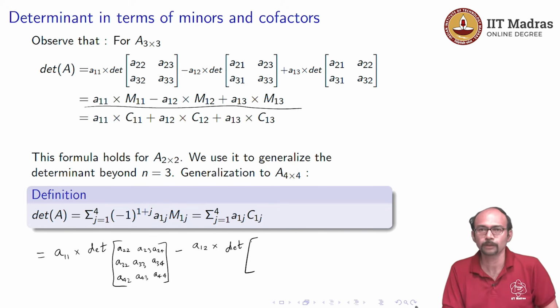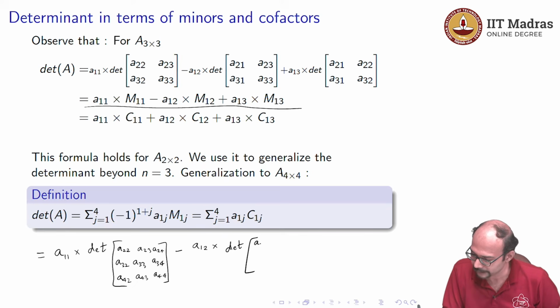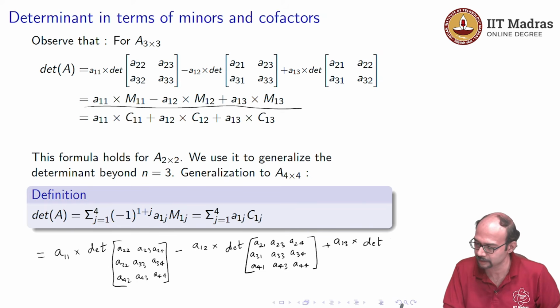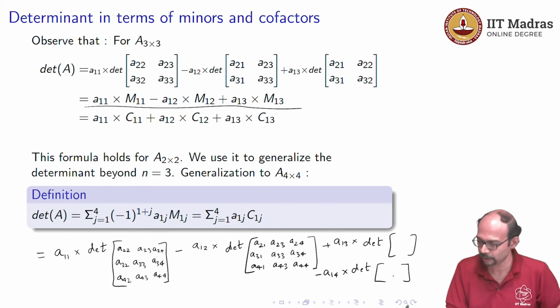So, now we drop the first row and the second column. So, now we get a 2 1, a 2 3, a 2 4, a 3 1, a 3 3, a 3 4, and then a 4 1, a 4 3, a 4 4. That is the second term in this expression, and note we have a minus sign here, and then plus a 1 3, and I hope now you can write down these two determinants. So, check out what this is, and then minus a 1 4 times the determinant of whatever we get here.